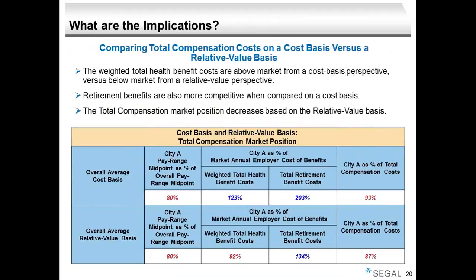benefits. This can have a material impact on the difference in the relative position. Now, in both of these cases, whether it's on cost or relative value, the end result was being below market. But it certainly is the case that you could be at market, and quite frankly, City A is very close to being at market, where 95% is the lower boundary of what we consider market competitive. And on a relative value basis, this is significantly below market.